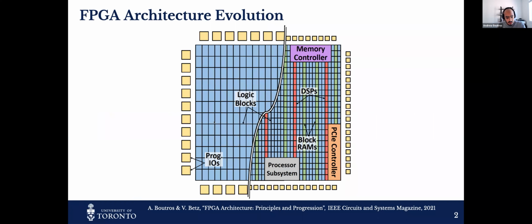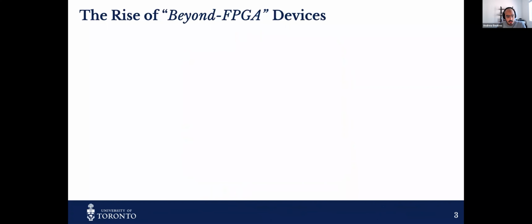So over the past 30 years, we have seen FPGAs evolve from simple 2D grids of programmable logic, routing, and IOs into more complex heterogeneous devices that contain different blocks like digital signal processing blocks, embedded memories, hard memory controllers, PCIe controllers, and even complete processor subsystems embedded in the FPGA. So they're becoming more complex and more heterogeneous.